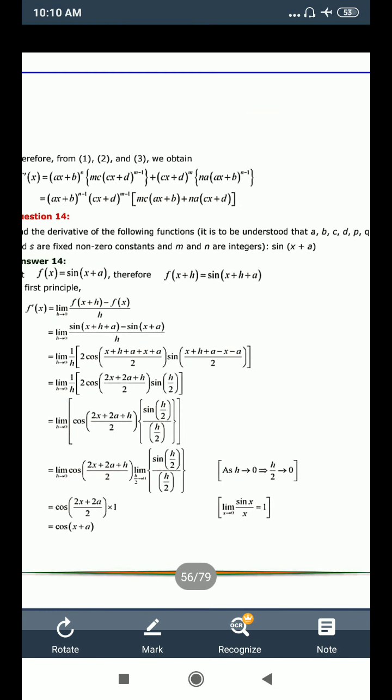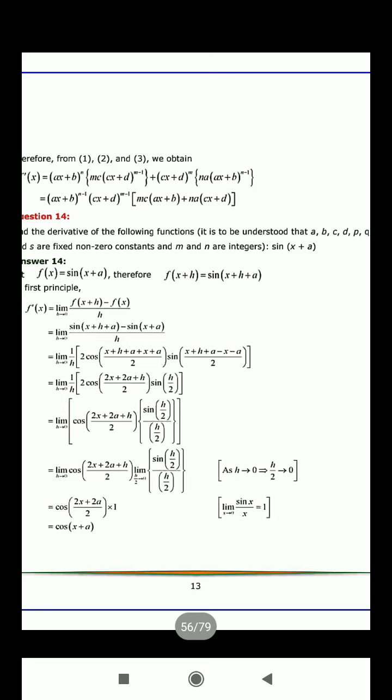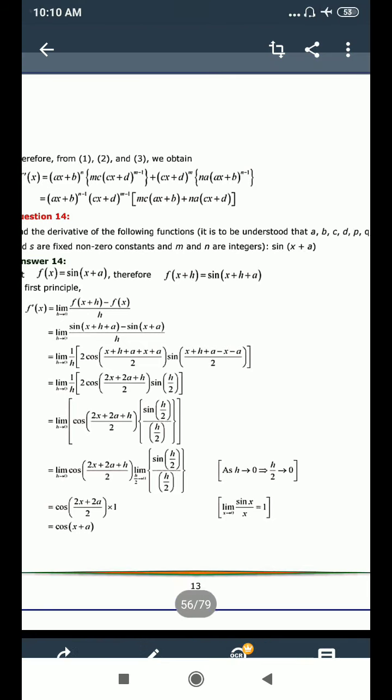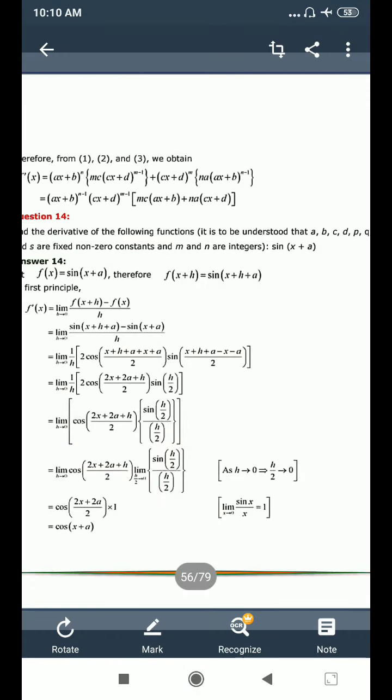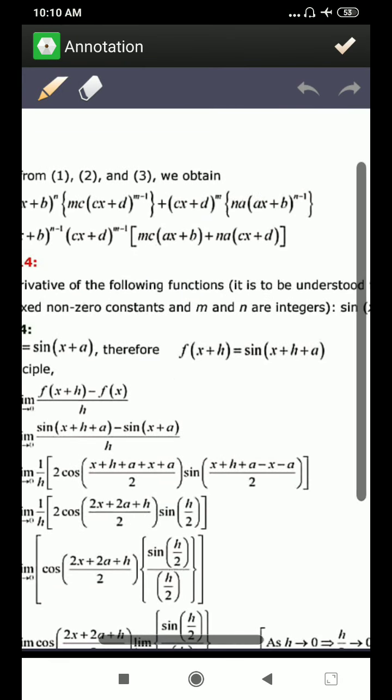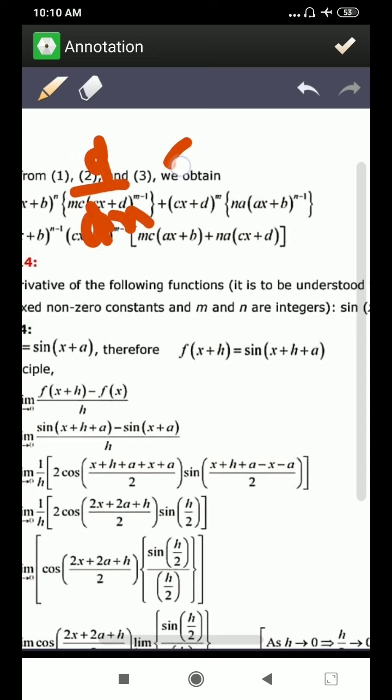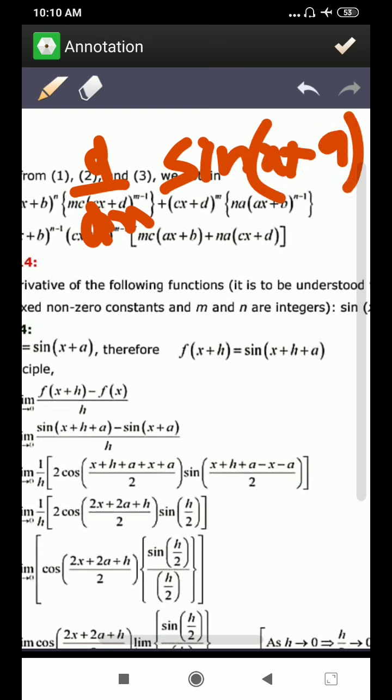Come to the next question. f(x) equal to sin(x + a). So f(x) equal to sin(x + a). So d/dx of sin(x + a). As it is given sin(x + a), first we will differentiate it as sin x, so it will come cos(x + a).